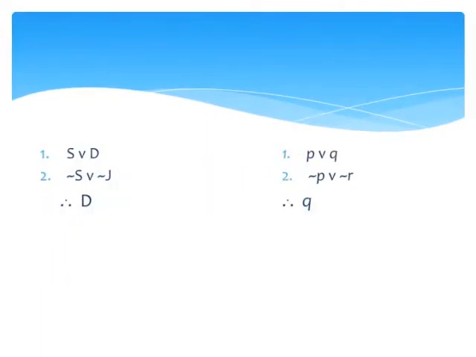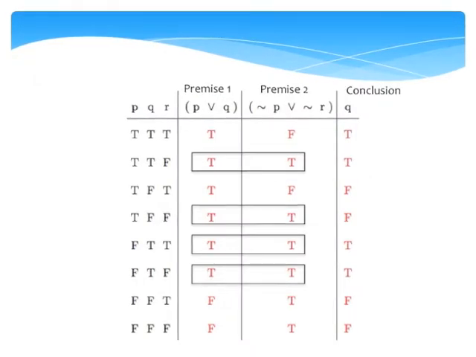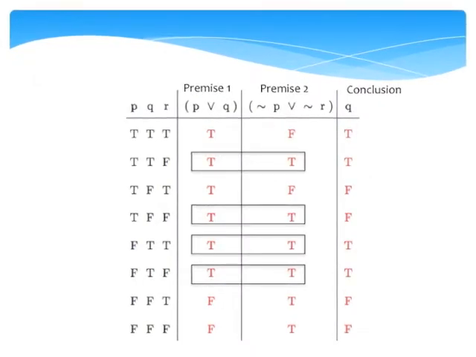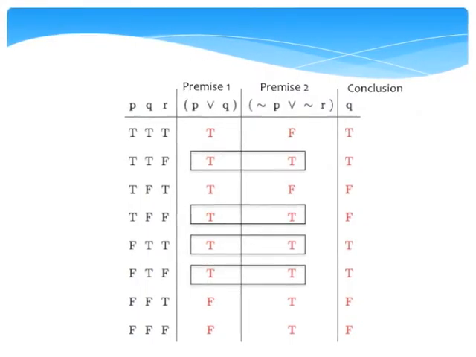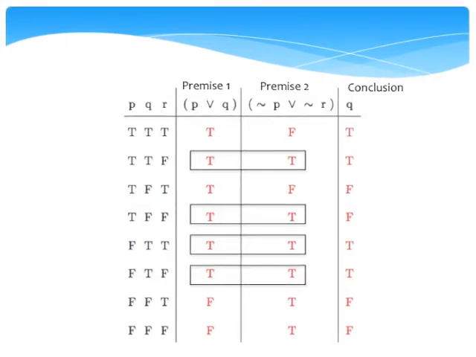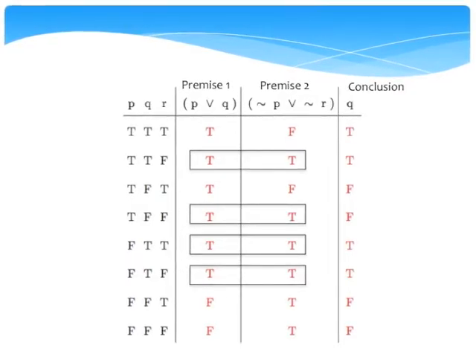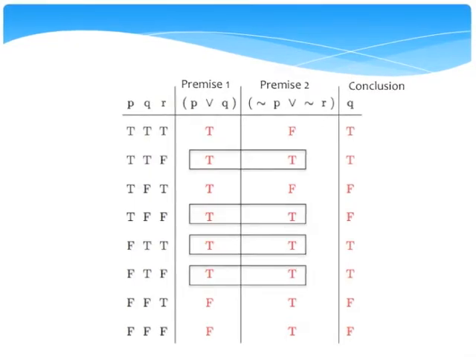Our argument is a substitution instance of the argument form to the right. That is, it is a substitution instance of P or Q, not P or not R, therefore Q. So you can do the substitutions if you want to convince yourself of the truth of this. And now we proceed exactly as in the previous case. So we have 8 rows, and then we have a column corresponding to premise 1, a column corresponding to premise 2, and a column corresponding to the conclusion.